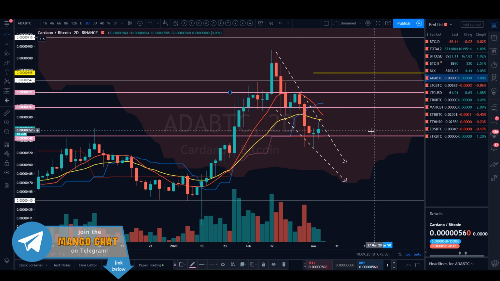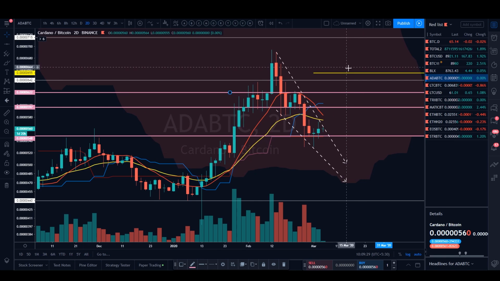Remember, it's always an if this, then that, even when it comes to these pattern plays. While we do have a beautiful measured move, you always have to look at how price reacts off of these other resistances overhead, okay?